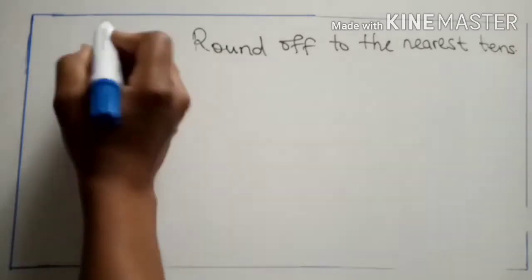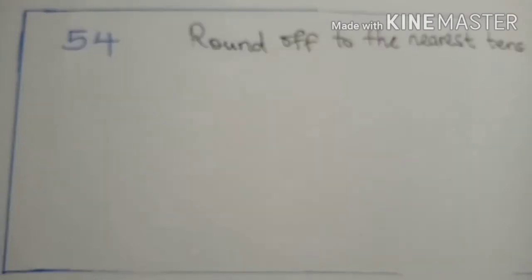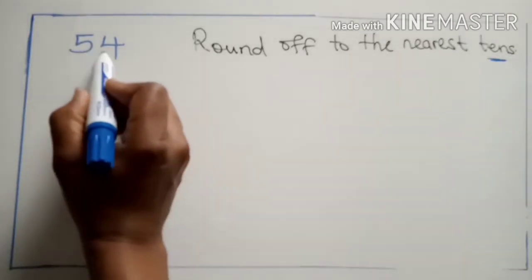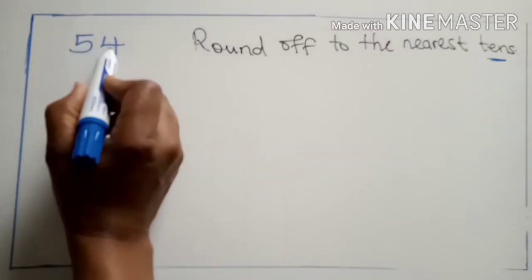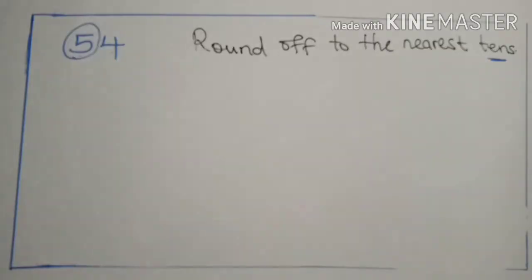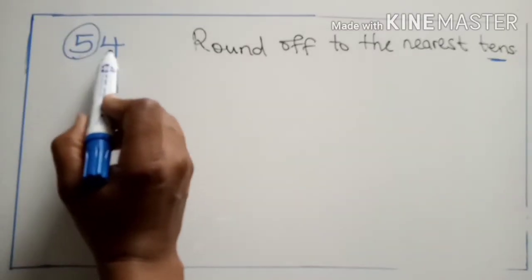Now, let us round off 54 to the nearest tens. So we are interested in rounding off to the nearest tens. So we are going to look at the tens in our number. This is ones and this is tens. So circle that tens. And then look at the number that is after the 5, okay?